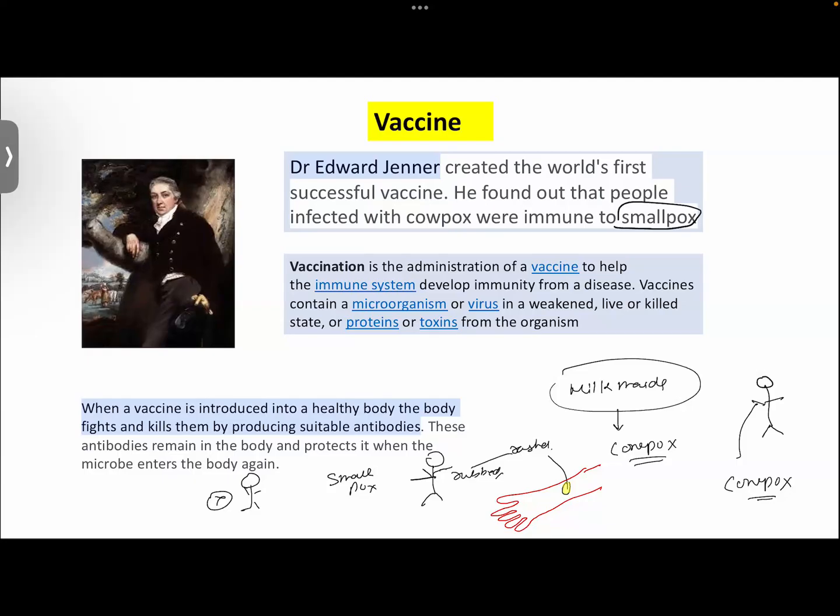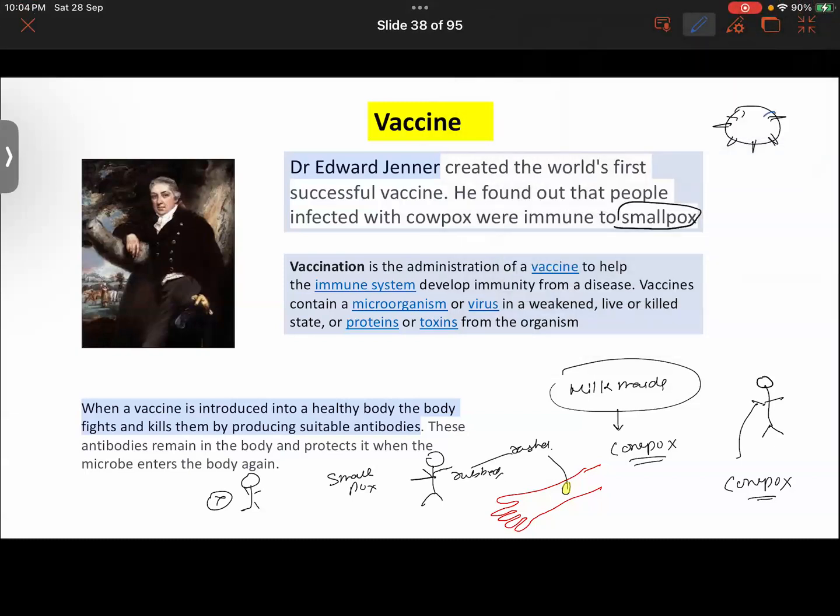Now, vaccines contain a microorganism or virus which is weak, or in a killed state, or we can take some of the structure from the body of that organism. For example, say that this is the structure of a virus, so we can take out some of the structure from its body to make a vaccine. Getting what I'm trying to say? Yes, sir. Okay, now what do you guys think, how is a vaccine made?